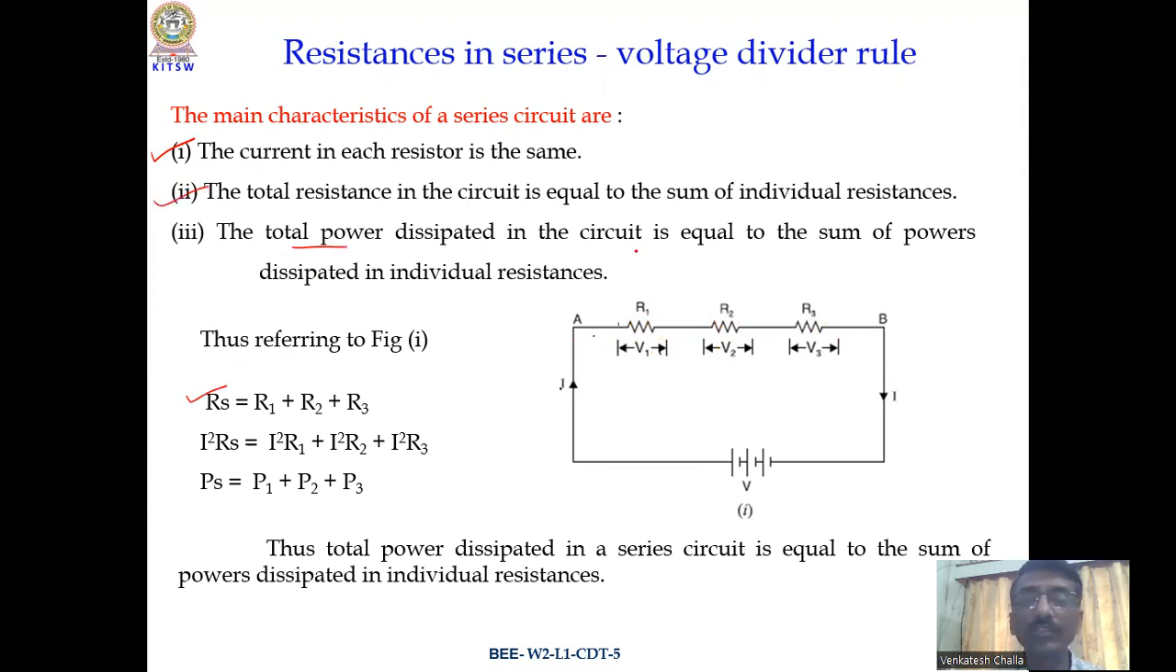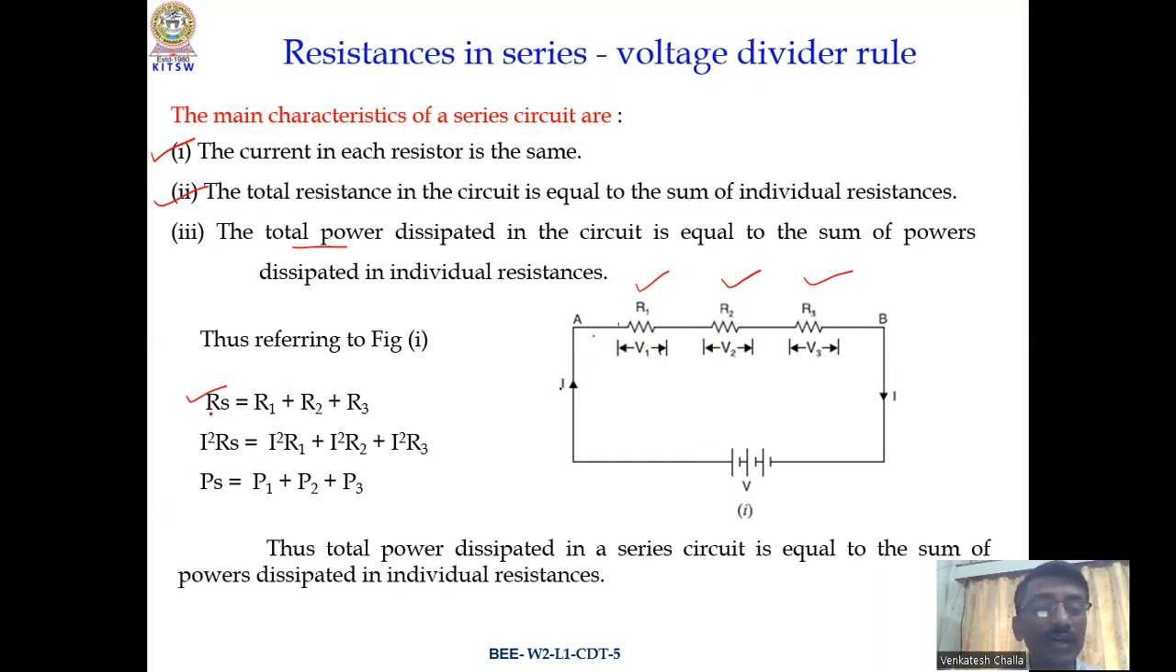total power dissipated in the circuit is the sum of the powers dissipated in the individual resistances. So what is the total power absorbed by the circuit? It is power absorbed by R1, power absorbed by R2 plus power absorbed by R3. If I add all these powers, I get the total power supplied to this circuit. That can also be verified here.